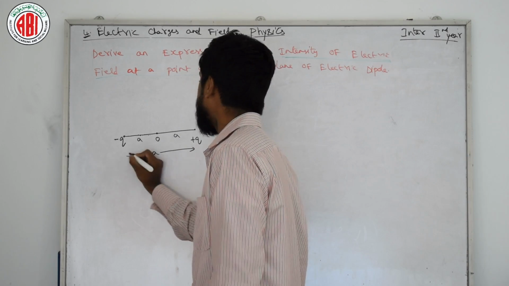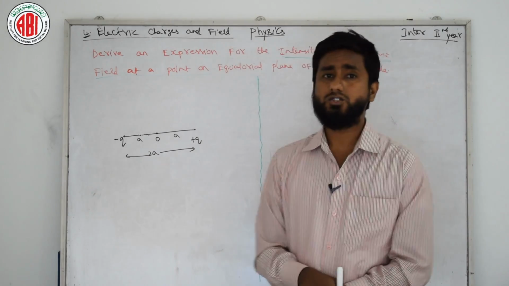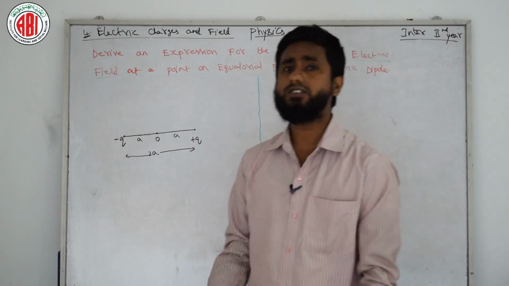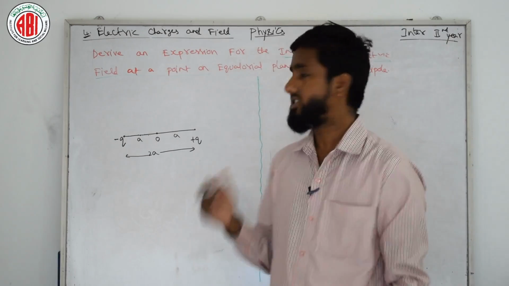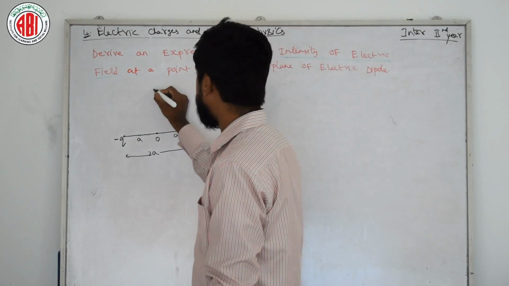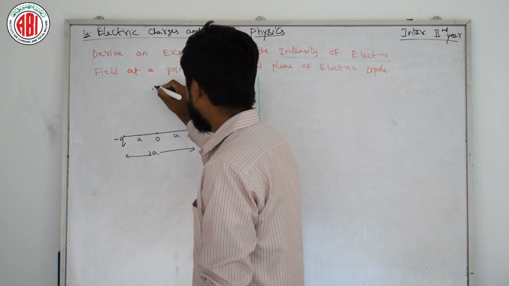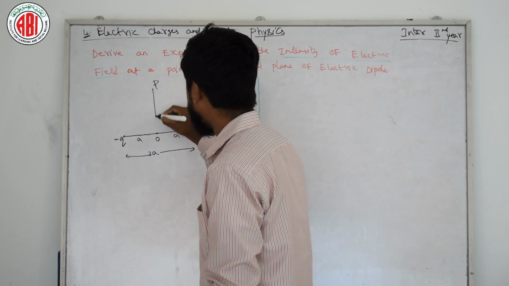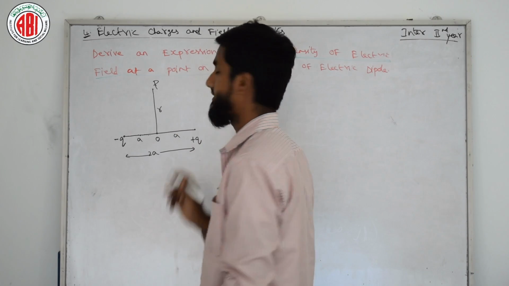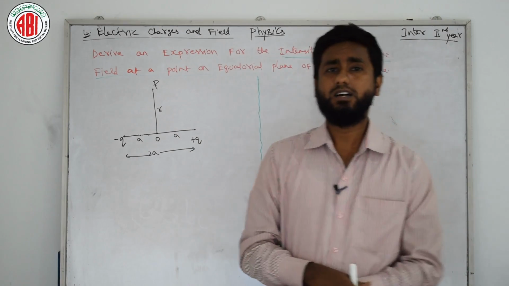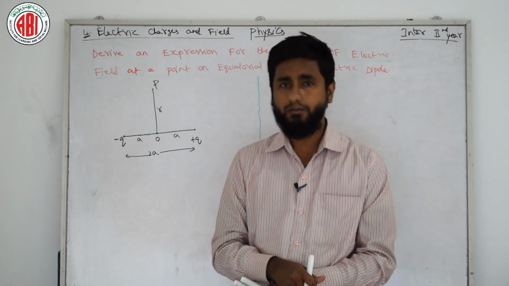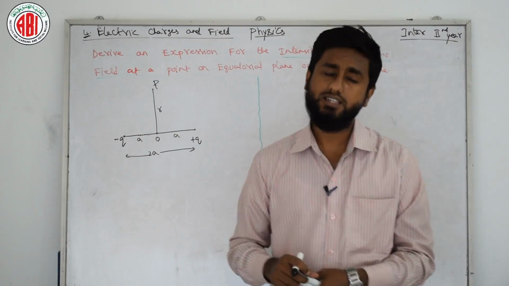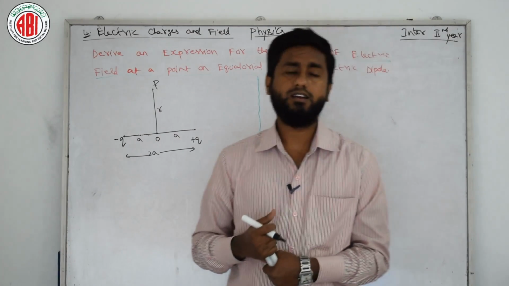Next step, assume a point at a distance r from the center of the dipole. This is the point we are assuming: from O, this is P, and the distance between O and P we consider as r. So the electric field intensity at P due to the charge minus q is given as E = kq/r².